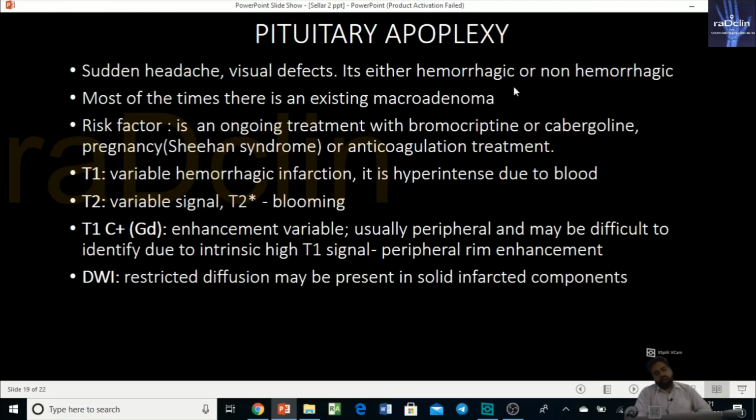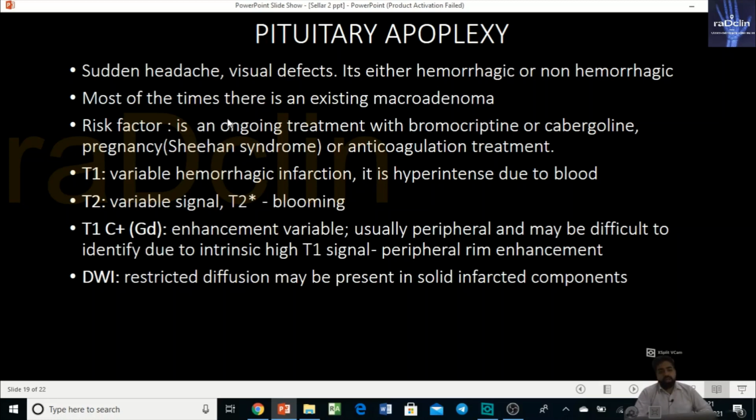Now, a very important thing that we can come across, this is a very emergency condition, that is pituitary apoplexy. It presents with sudden headache and visual defects. It can either be hemorrhagic or non-hemorrhagic. That is a very important point that we need to consider in pituitary apoplexy. Most of the time, there is a pre-existing macroadenoma.